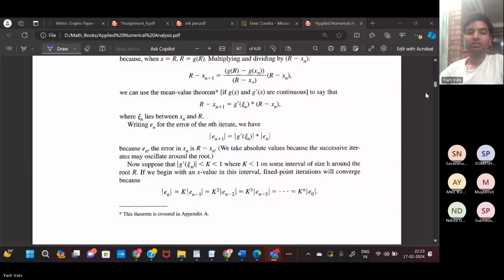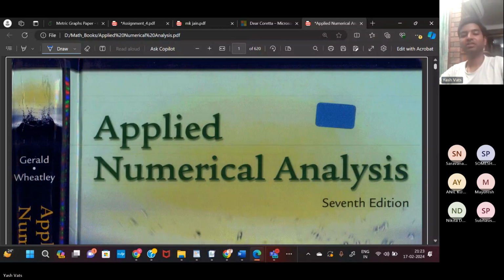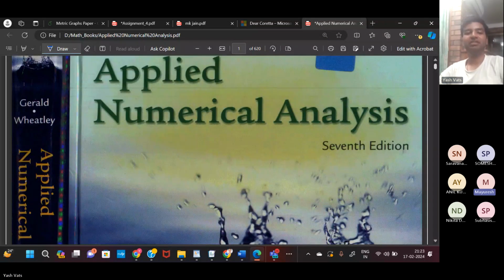Can you tell me which the second book is also? You told MK Jain, another one. Wait a second. Okay, you can see this one. Can you see that? Gerald. Yeah.